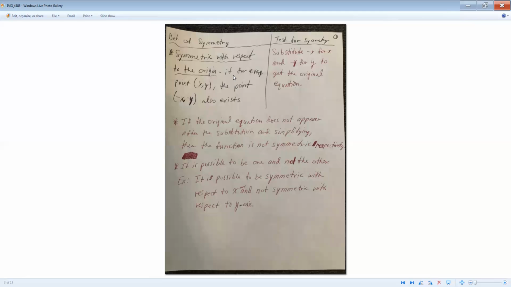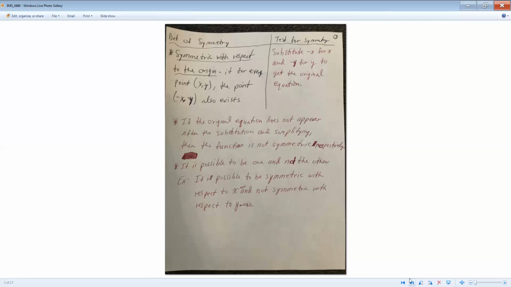Then symmetric with respect to the origin, for every point x, y, we have a point negative x, negative y. So in this case, the test is for symmetry with respect to the origin. We will plug in negative x and negative y and see if we get the original equation. So once again, you plug in those values for the x and y to see if you get the original equation. If after your substitution and you simplify, you do not get the original equation, it is not symmetric to whichever test you're trying to prove. So it is possible to be symmetric to the x-axis and not to be symmetric to the y-axis.